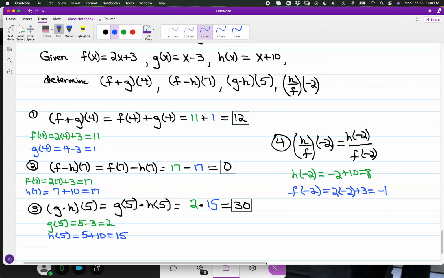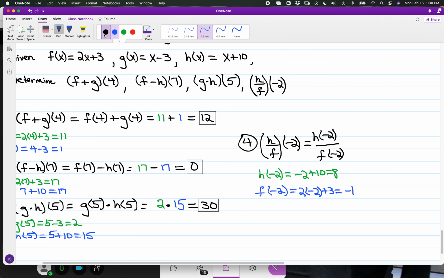And so we have in the follow through, h of negative 2 is 8. F of negative 2, again, we have at negative 1. And we have 8 over negative 1, so this will come out to negative 8.